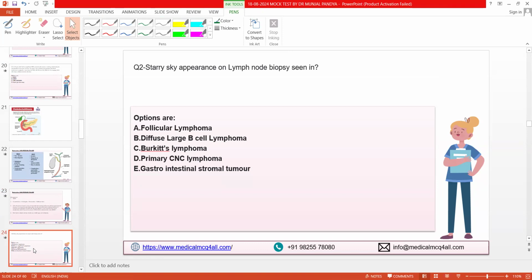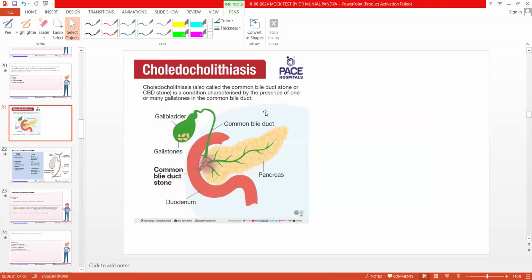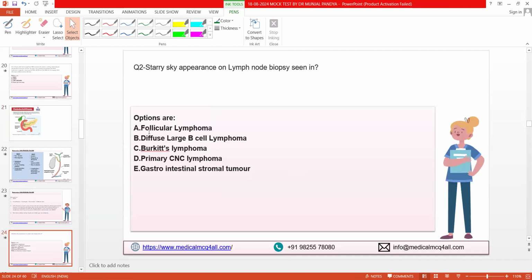Because pictures bring clarity. If I just tell you without showing this picture, you may not get where the cystic duct is, where the right hepatic duct and left hepatic duct are, how they unite, where the pancreas is. So now you get more clarity, right? You had clarity, but now you get a little more clarity. So I love pictures.